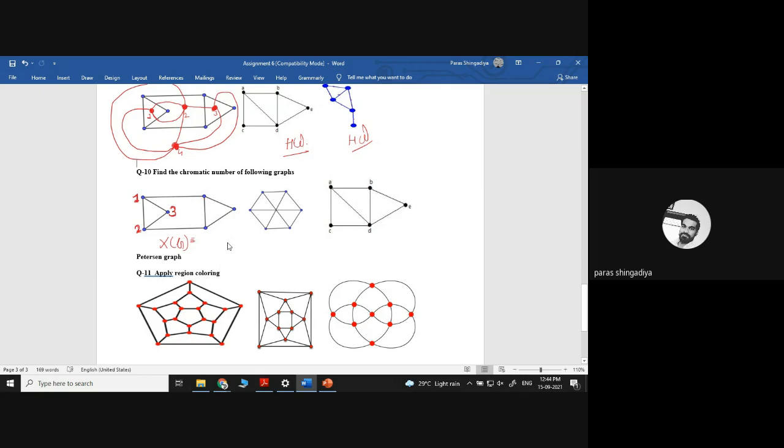Now this place is not adjacent with 2, so I can put the second color here. This one is not adjacent with 1, so I can put color number 1. And here I can put color number 3. So how many colors are required for that graph? 3 colors. So what is its chromatic number? X of G is equal to 3.